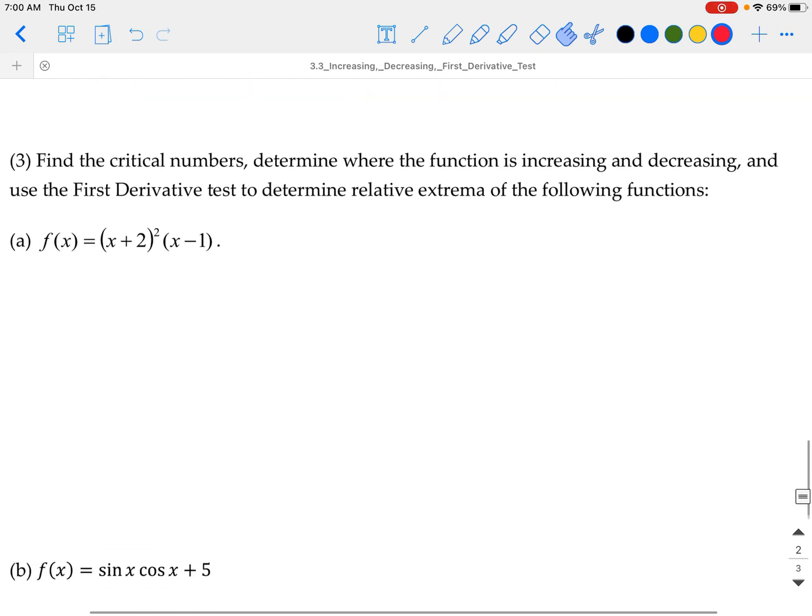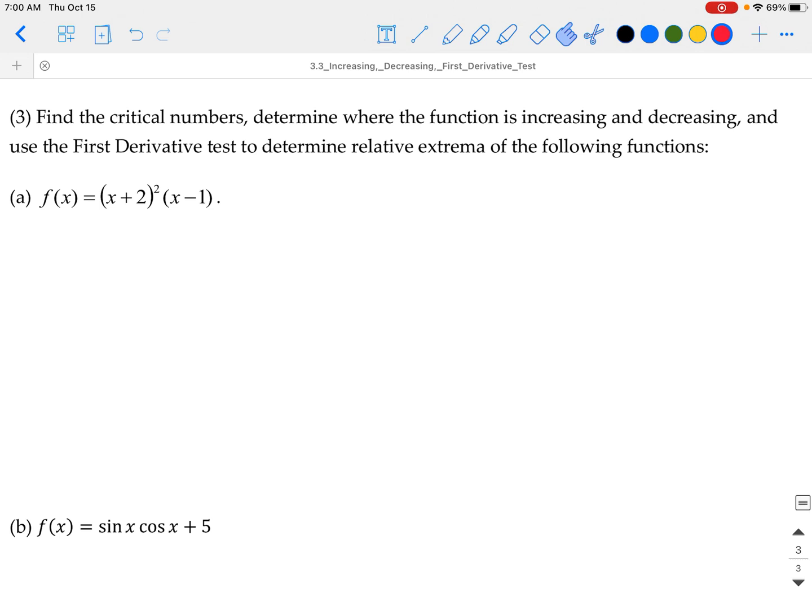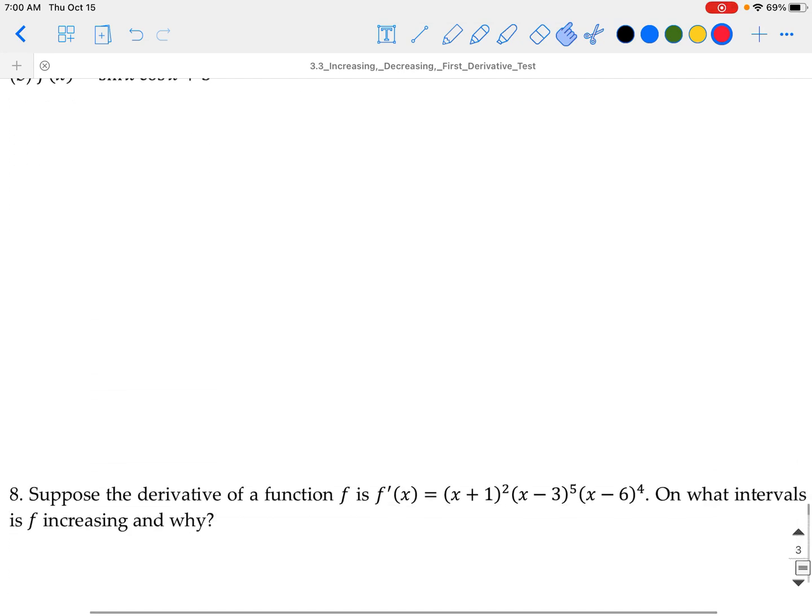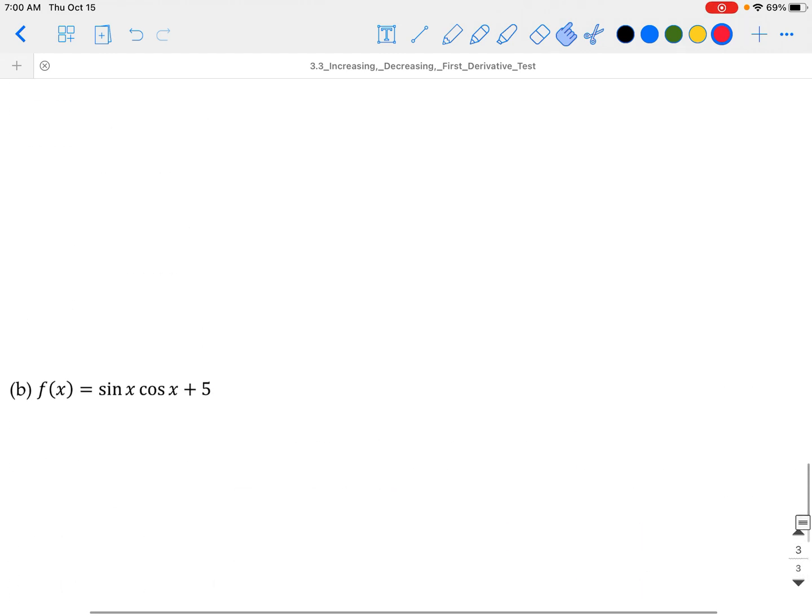Okay. So let's go ahead and move on to 3. So 3, again, we're going to kind of include where the function is increasing and decreasing, but still find relative extrema. So we've got a polynomial, we've got a trig function, and the trig function we're actually going to have to put on a closed domain. So let's go ahead and put that from 0 to 2 pi.